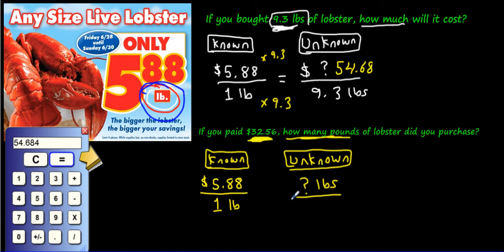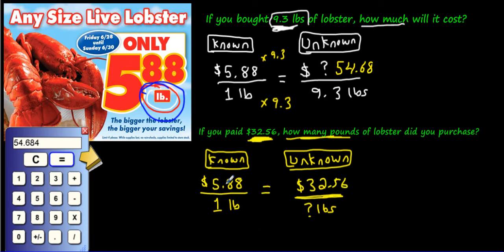Now I did something wrong here. What did I do wrong? Yes, I wrote pounds on the top, but look what's on the top here. There's dollars, so I need dollars on the top. So I have to quickly go back and erase this. And this will happen when you're learning how to do proportions because it just happens. So we're going to write how many pounds for $32.56.